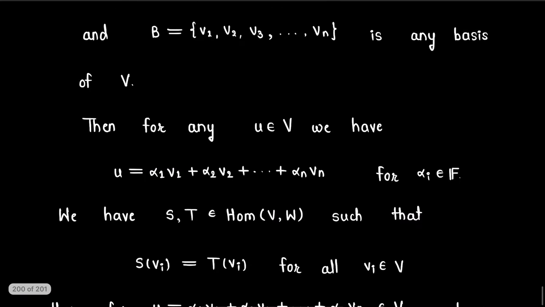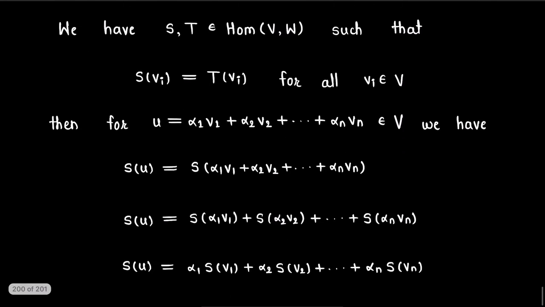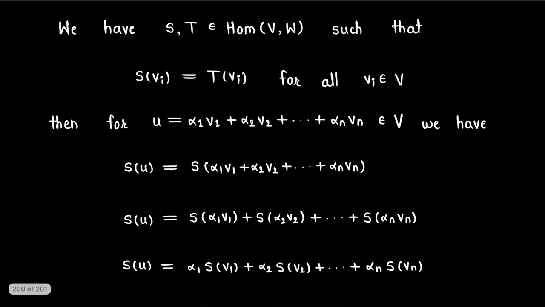Now, since B is an arbitrary basis of vector space V, for any vector, say U, in vector space V, you will have a unique representation corresponding to basis B of the form U equals alpha 1 V1 plus alpha 2 V2 plus and so on plus alpha n Vn, where these alpha i's are unique scalars coming from field F.